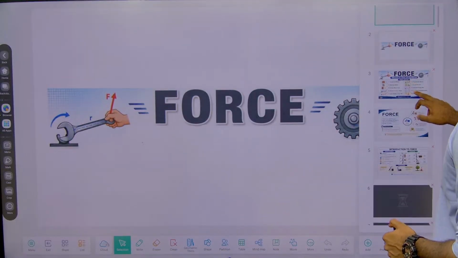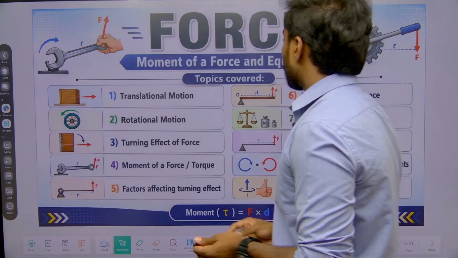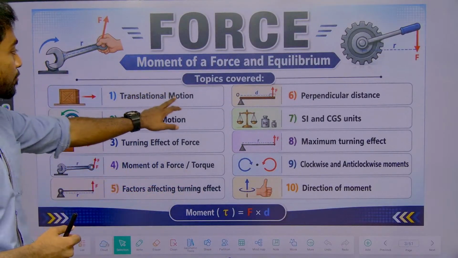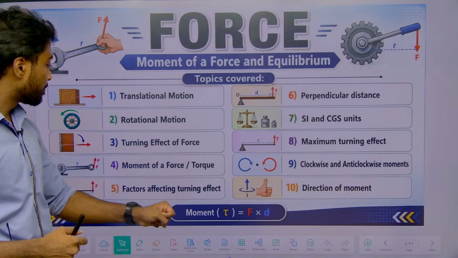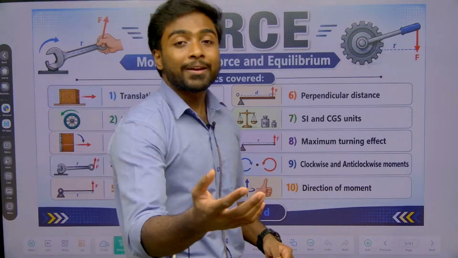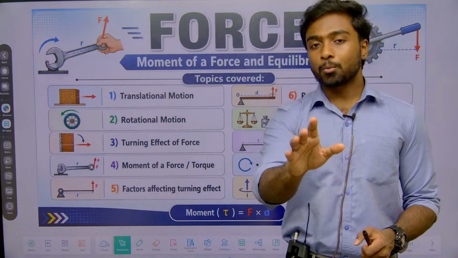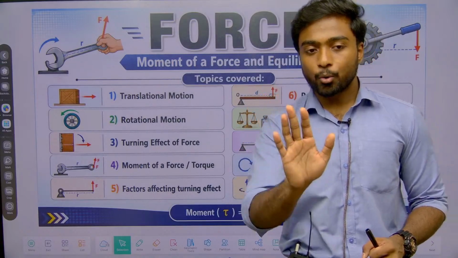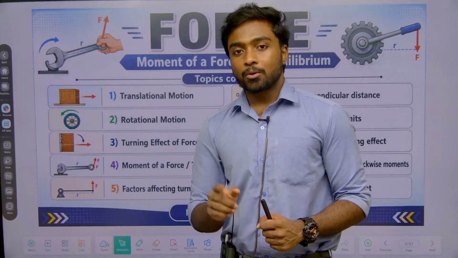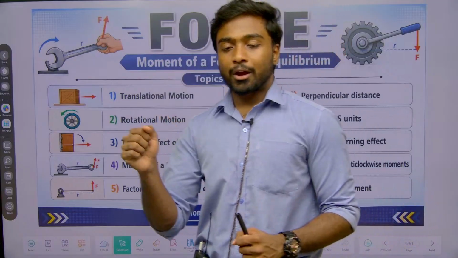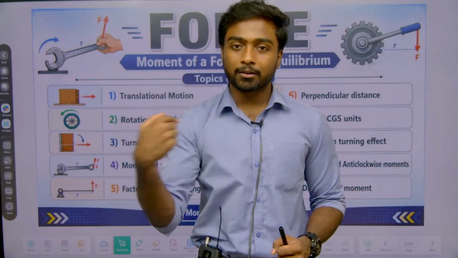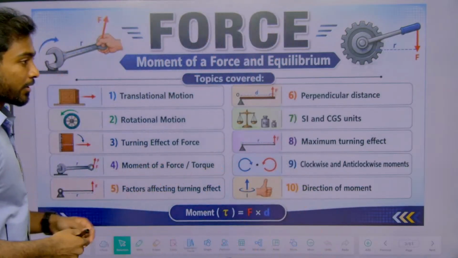So we will talk about force, moment of force and equilibrium. These are the topics we will see: translation motion, rotational motion, then the turning effect of force. The turning effect of force is nothing but this: you are opening the door, so you are applying the force. What happens there? The object is not going either to the front or back side, towards you, right? So it is turning. When you apply the force on the door, it will open, it will turn. That is what we are going to concentrate on.